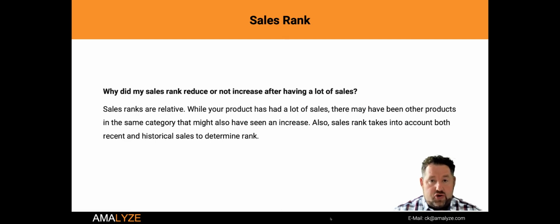Why did my sales rank reduce or not increase after having a lot of sales? Well, first of all, one thing to keep in mind, sales ranks are relative. It really just depends on the category because each category is different. There are some, for example, which really have a shallow slope, which really means that a sale or a sale that you didn't make can really have a big impact on your ranking. And then there are categories which really have a steep curve, which really would take a big increase in your sales in order to make a significant difference. While your product has had a lot of sales, there may have also been other products in the same category that might have seen an increase in sales as well. And also, sales rank takes into account both recent and historical sales to determine the rank.